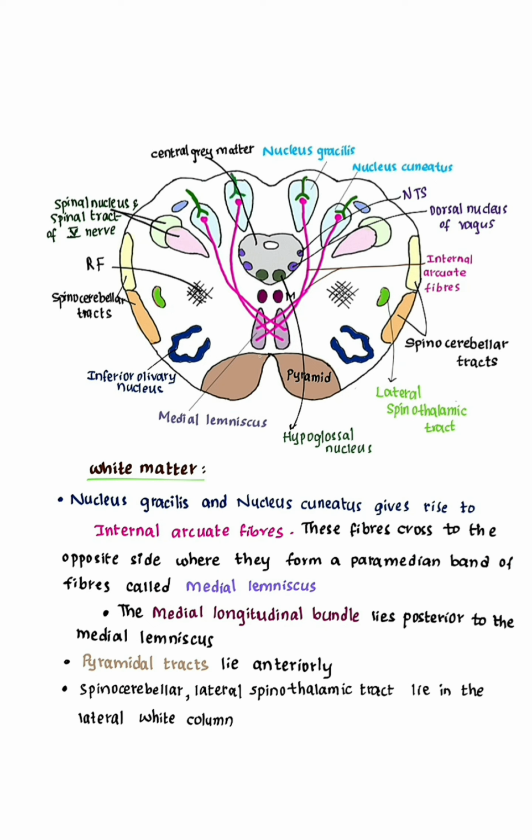Anterior to the medial lemniscus are the pyramids. Posterior to the medial lemniscus is the medial longitudinal bundle. Spinocerebellar tracts and the lateral spinothalamic tract are present in the lateral white column.